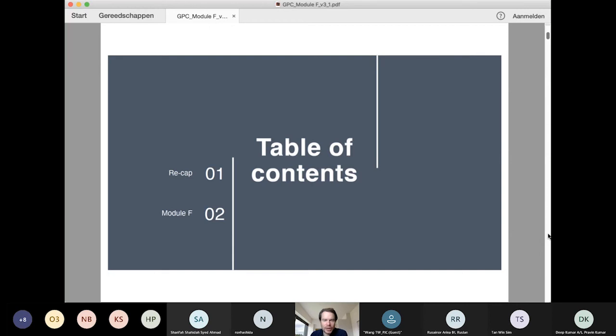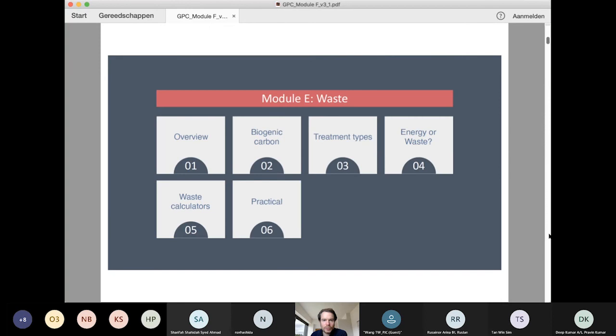Should hopefully be a bit easier to follow for most of you. As always, I'll do a quick recap of last week, the last session on Monday, and then we'll dive into Module F on IPPU and FOLU. So a quick recap from Monday. We looked at the waste sector.